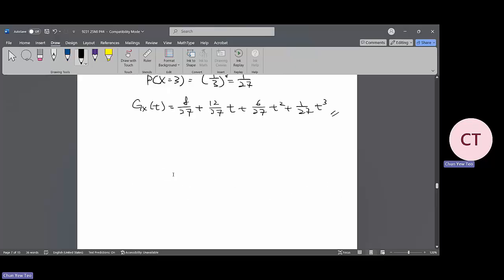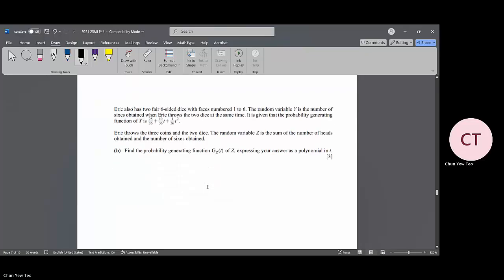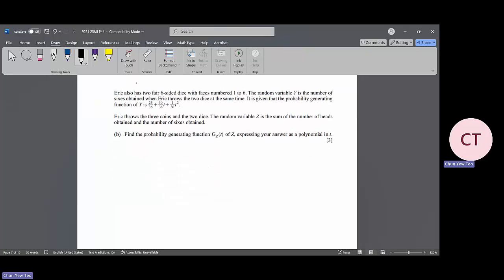Now we move on to part D. Eric also has 2 fair six-sided dice with faces numbered 1 to 6. A random variable Y is the number of 6s obtained when Eric throws the 2 dice at the same time. It is given that the PGF for Y is like this. So it's given, we do not need to calculate it ourselves. So we just write it down.